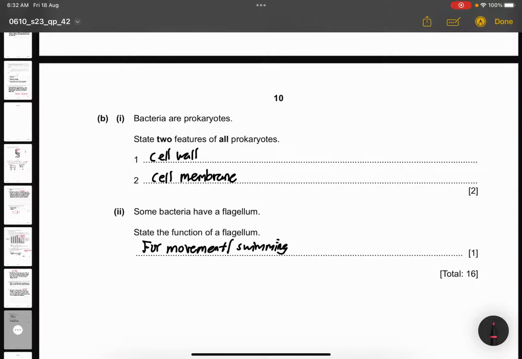Okay, question B part 2. Some bacteria have a flagellum. State the function of a flagellum. It is for movement and swimming. Okay.